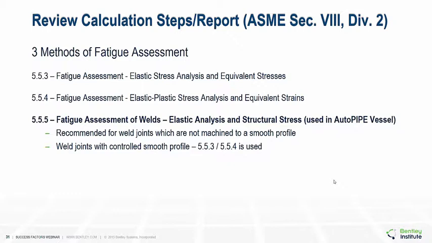Method 3, which is 5.5.5, fatigue assessment of welds, elastic analysis and structural stress, is the only method used in AutoPIPE Vessel. This method is recommended for welded joints which are not machined to a smooth profile. Welded joints with controlled smooth profile should instead use 5.5.3 or 5.5.4.